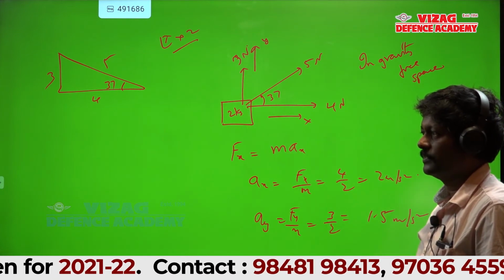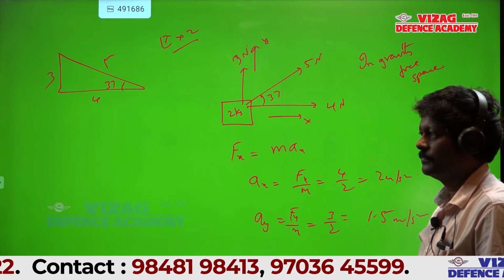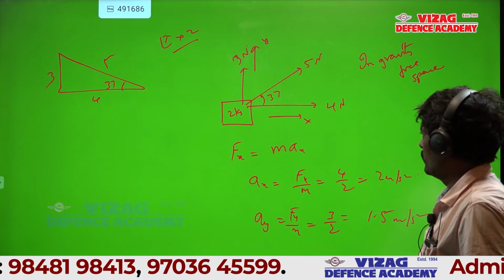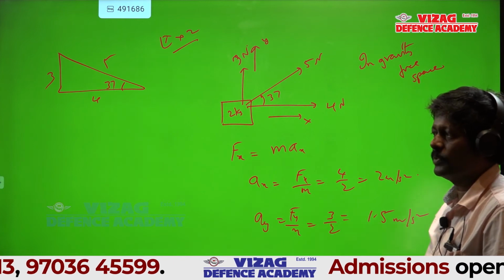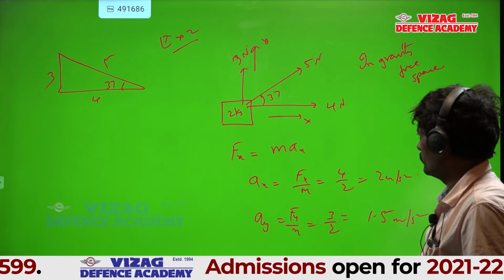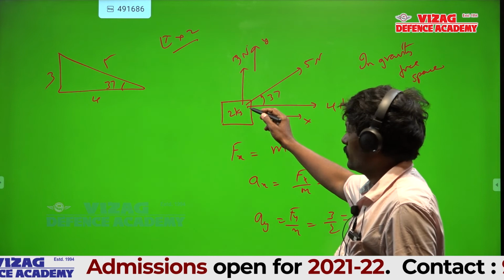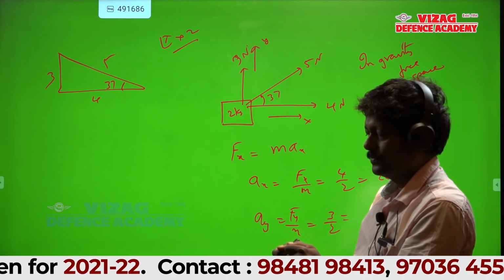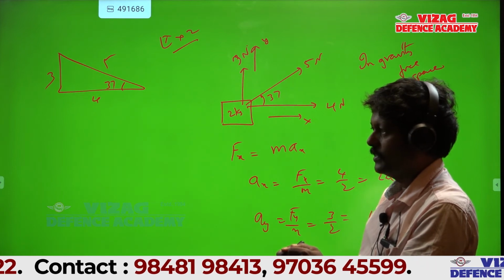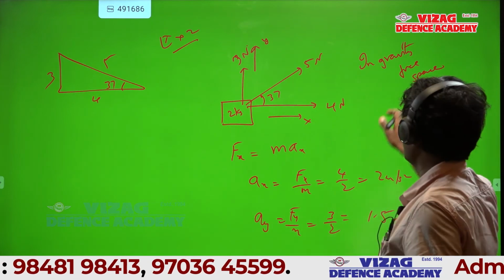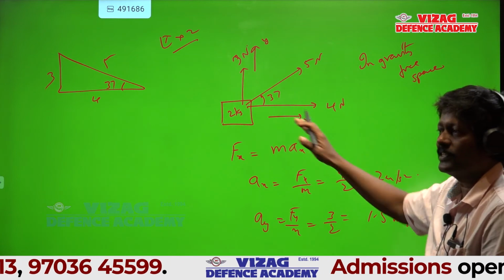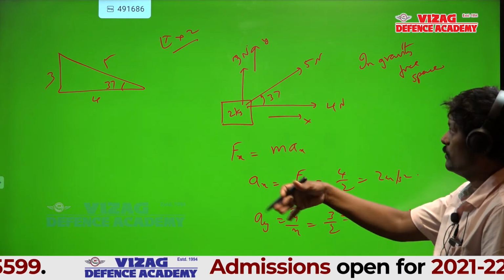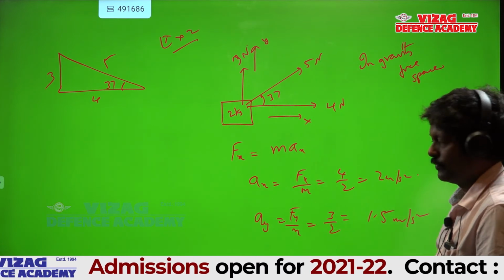Sir, in example 2, what is the normal reaction? If it is resting on the surface, you have normal reaction. Otherwise, no normal reaction. Actually, in this problem, this force I can apply horizontally also, at an angle of 37. But what I have taken is simply gravity free space for you to understand easily. But as time goes on, those cases also I will deal for you.